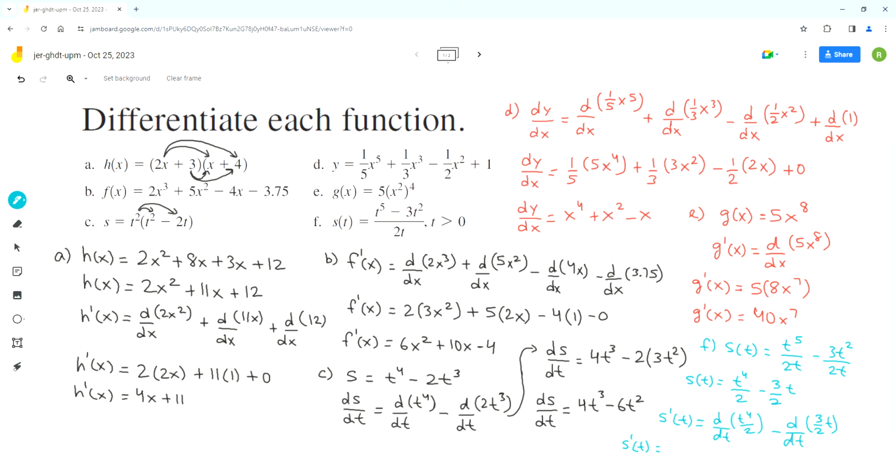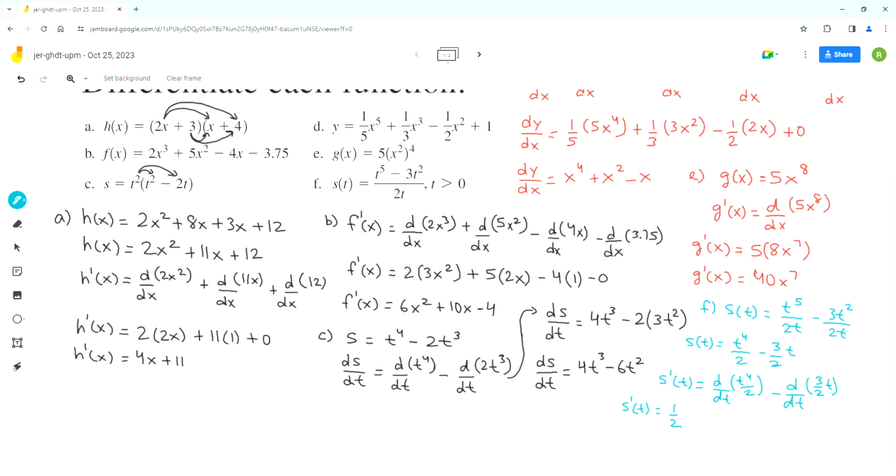So now we can move out the 2 from the denominator as 1 over 2, and using the power rule, the derivative of t to the 4 is 4t cubed, minus, so here we can move out 3 over 2 since it's a coefficient, and the derivative of t is just 1. So the final answer for the derivative of this function will be 1 over 2 times 4, which is 2. So we get 2t cubed minus 3 over 2, because 3 over 2 times 1 is just 3 over 2. So this is the derivative for the function given in part F.